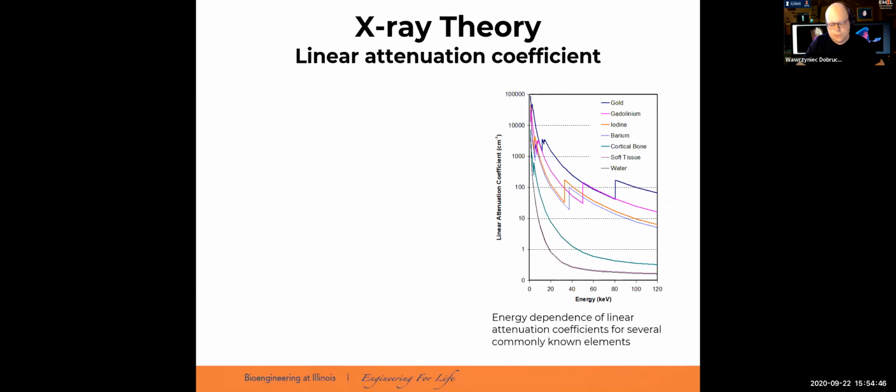And on the right side is a graph which shows the energy of the X-rays, and on the left side is the logarithmic scale of the linear attenuation coefficient of different materials. Let's start with a very basic one: water. Water has some higher attenuation at lower energy, but when the energy increases, the attenuation decreases as well. So it tells you that water is actually not a good contrast agent for CT imaging.